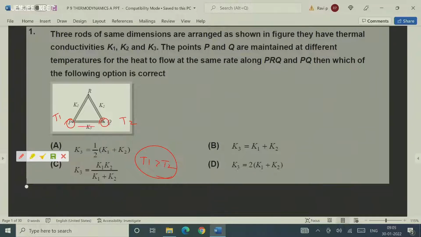So here the rate of flow of heat dQ by dt, and here the rate of flow of heat dQ by dt, these two rates should be the same, that is their expectation. What is their expectation? That these two rates of flow of heat should be the same. If that is the case, then what is the relation between K1, K2, K3, they are asking.